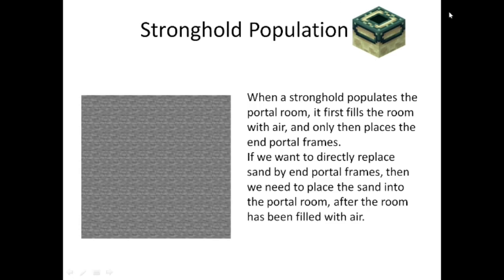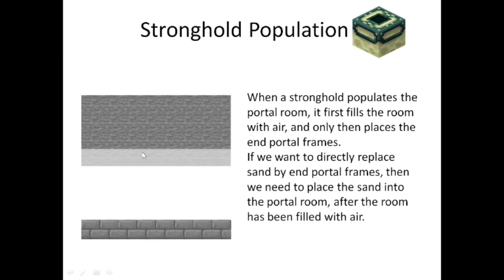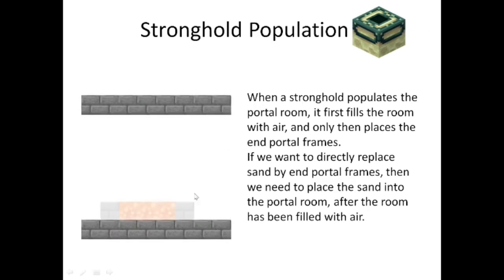Next we come to end portal frames. To understand how to get end portal frames, we first need to understand a bit about stronghold population. The main problem with end portal frames is that you cannot just directly place the sand where the end portal frame is supposed to appear, because when a stronghold starts populating, it first fills the room with air, and this means that the sand block does not directly get replaced by an end portal frame if you just have it in position before.